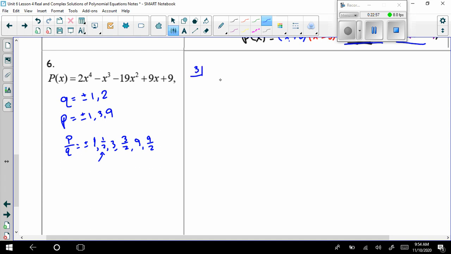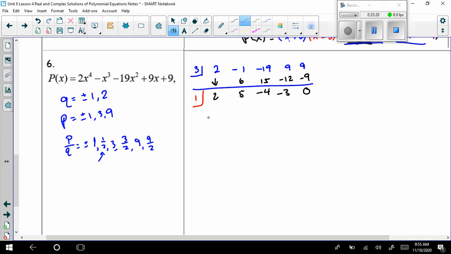So starting this out, you can just pick any one that you want. We saw that it crossed at 3, so 2, -1, -19, 9, and 9. No placeholders needed. Bring down, multiply, add, all the way down. Remember that you should get a 0 as a remainder, or you've done something wrong, or you read your calculator wrong in terms of where it crossed. You can just continue with a different 0 that you found.